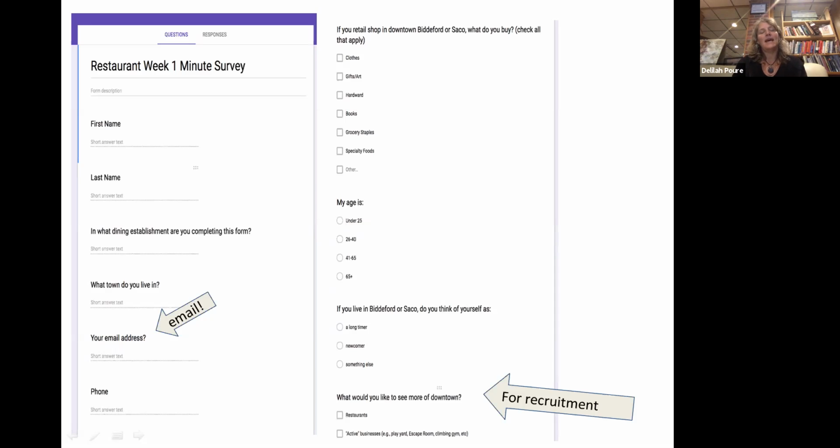And on the right-hand side of the screen is what would you like to see more of downtown? We've been collecting that information in various places too. Restaurant Week isn't necessarily a time where people who are coming downtown to eat even know what else is in your downtown. So we have at other times asked them, what do you come downtown for? Or this specific question, what would you like to see more of? And then when we have that information, we have different ways to share it. Go ahead.